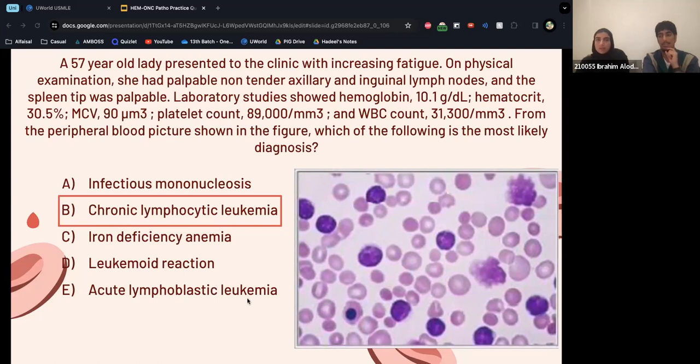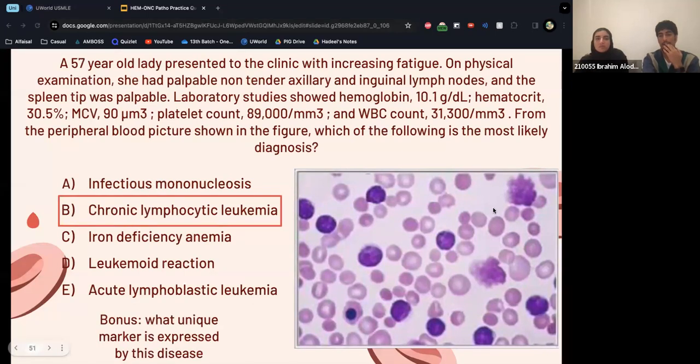Great. So consider CLL a disease of the middle-aged or elderly. You won't see this in the pediatric population, or in kids. If you get a kid in the question, don't assume it's CLL. Okay, next question. What unique marker is expressed by this disease?